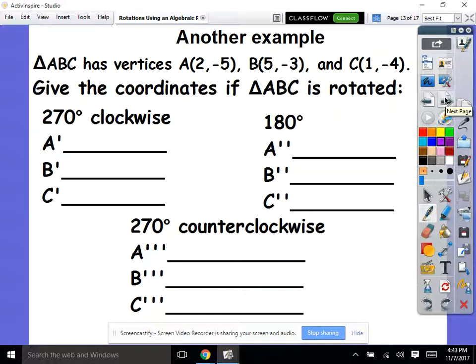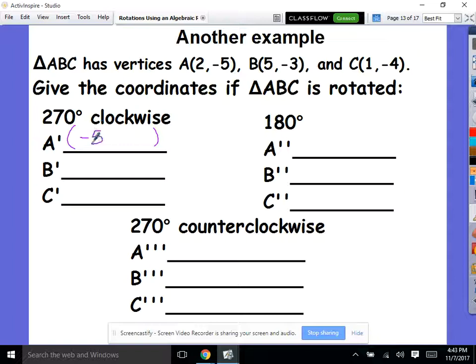Triangle ABC has vertices A (2, negative 5), B (5, negative 3), and C (1, negative 4). Give the coordinates if triangle ABC is rotated 270 degrees clockwise. Above that, I want you to write 90 degrees counterclockwise, 90 degrees CCW. So it would be switch x and y and change the sign of the new x.